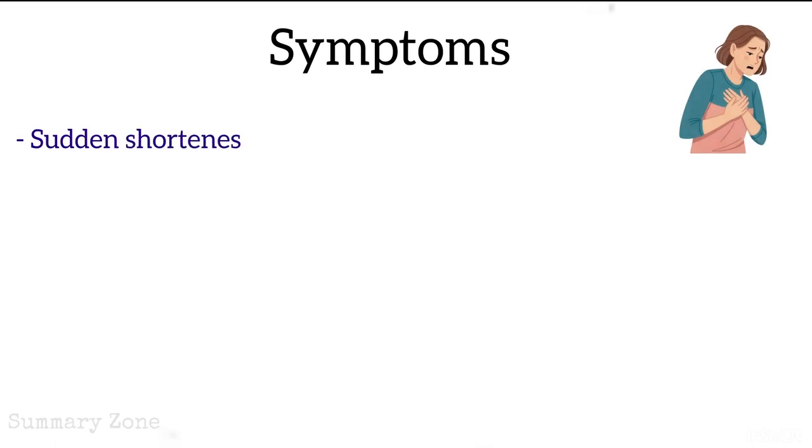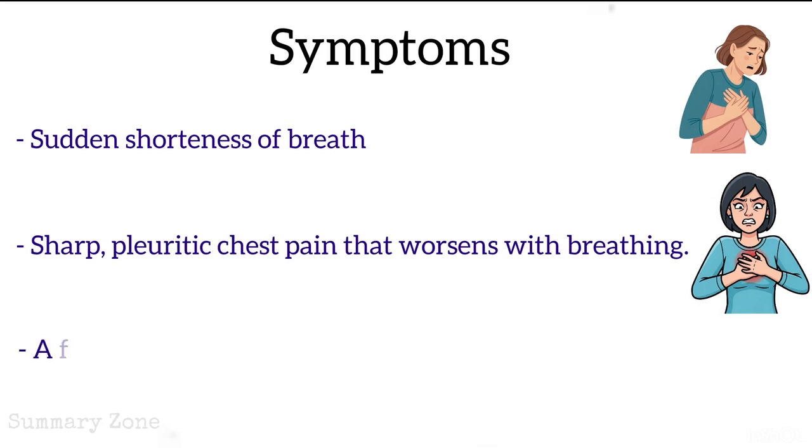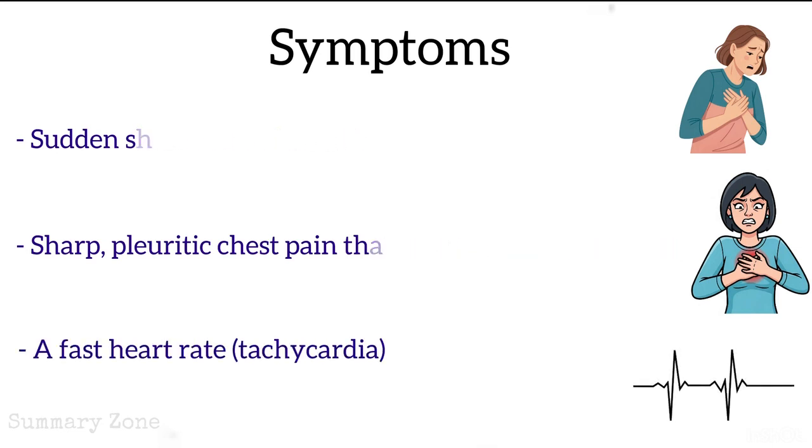How does a patient look? The classic symptoms are often vague. Sudden shortness of breath is the most common. Sharp, pleuritic chest pain that worsens with breathing. A fast heart rate, tachycardia.